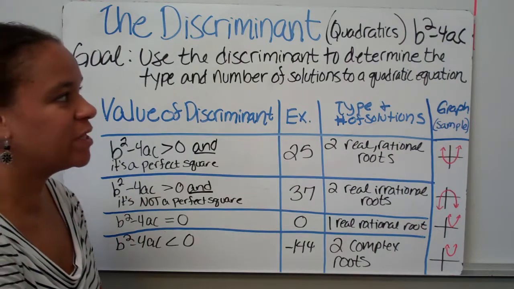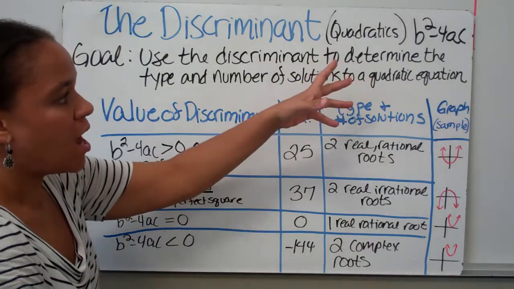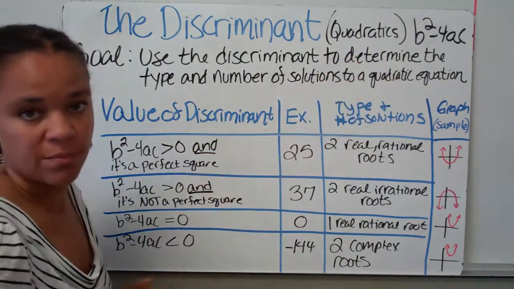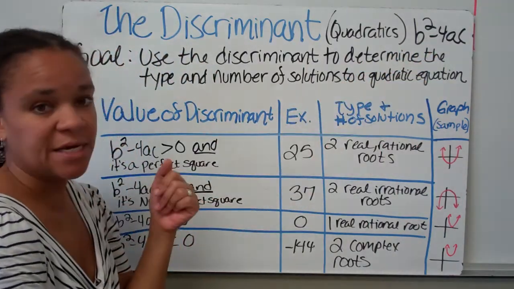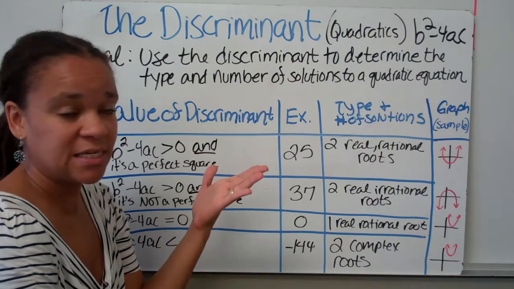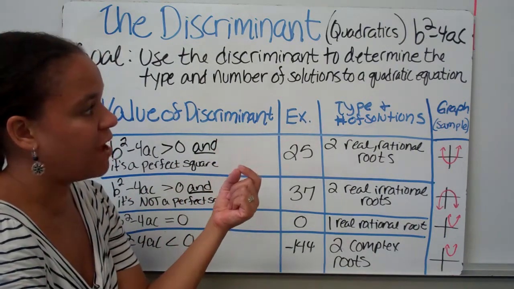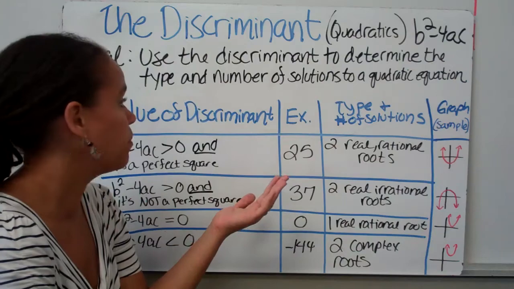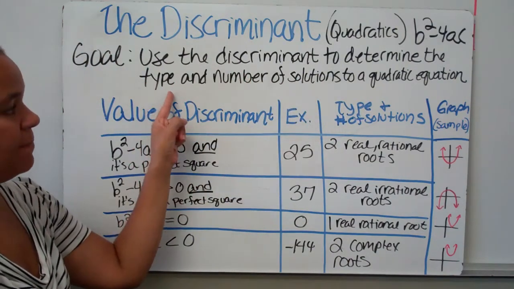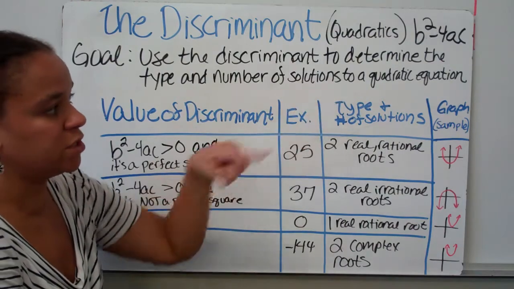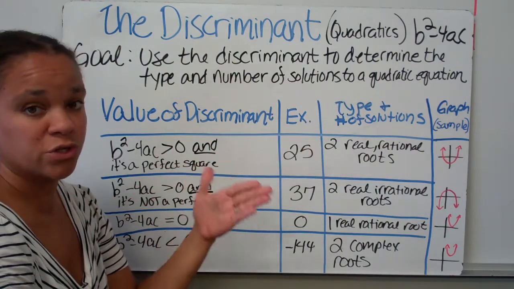The discriminant is a really neat feature of quadratics. If you have a quadratic, ax squared plus bx plus c, the discriminant is b squared minus 4ac. Well, the neat part about this is just taking that and getting a value can tell you a lot of information about the parabola. So our goal is to use the discriminant to determine the type and number of solutions to a quadratic equation. Solutions, roots, zeros.